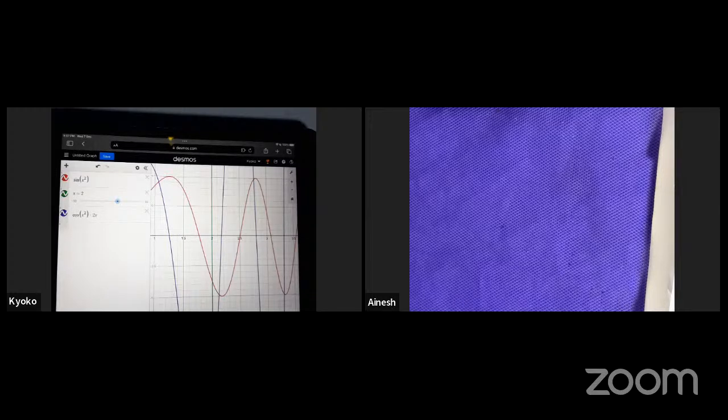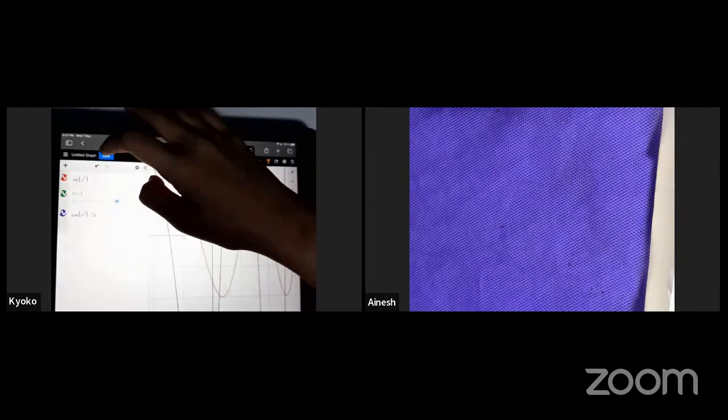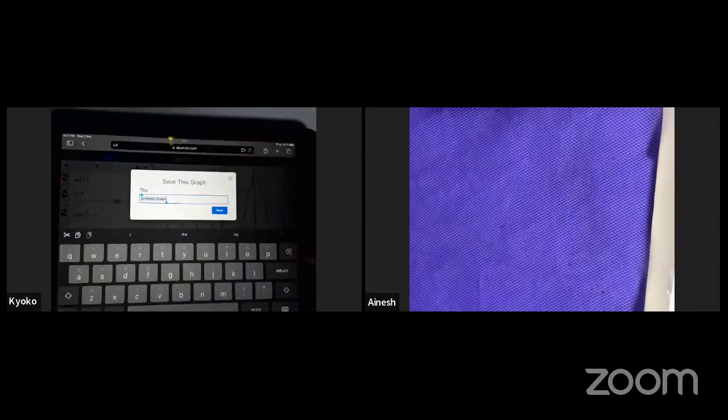Kyoko, you need 4 things, right? If you forget the 4 things, you save this graph, you go back to the previous proof, right? I need you and Ainesh to have the proving logic in your mind. So save this graph first, Kyoko, proof of chain rule. And then you can go back to the previous proof. Remember what we're doing there.